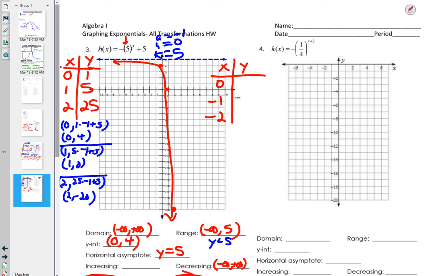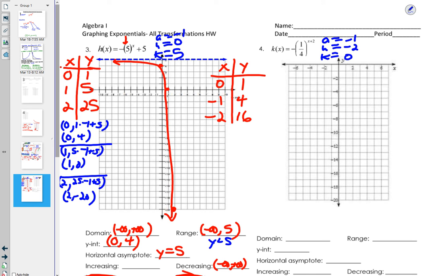What's anything to the 0 power? 1. What's 1/4 to the -1? 4. Good. What's 1/4 to the -2? That doesn't matter. What's 1/4 to the -2? 16. And where that does matter is when you identify A, H, and K. A is -1 here. It's another flip. H is -2. K is 0.